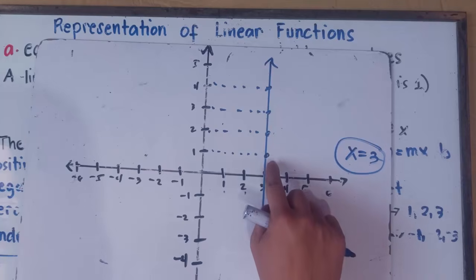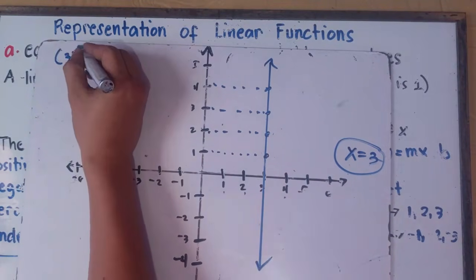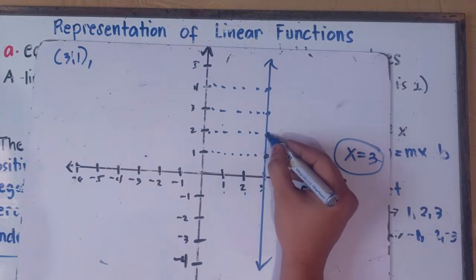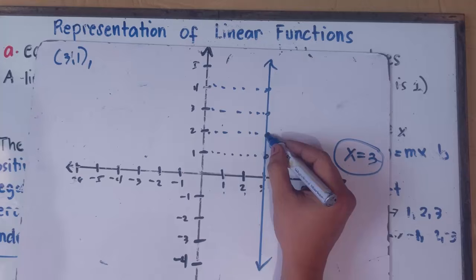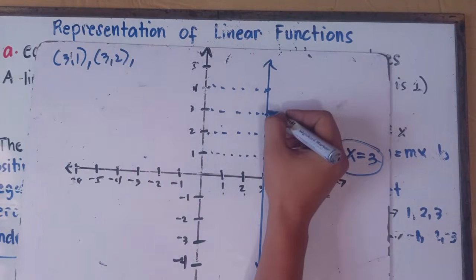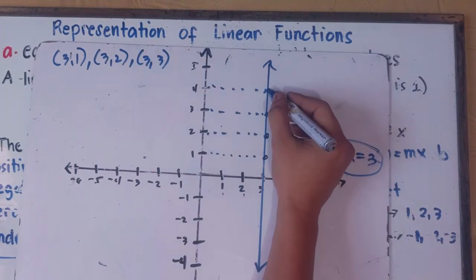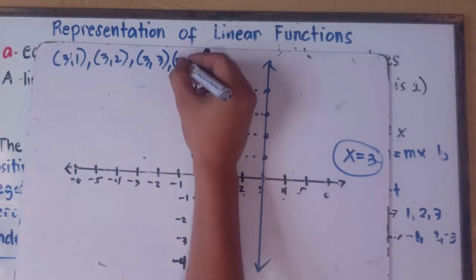This one right here, x is 3 and then y is positive 1. So we have 3 and then positive 1. This one right here, x is positive 3 and then y is positive 2. 3 and then 2. This one right here, x is positive 3 and then y is 3. This one right here, x is positive 3 and then y is 4.